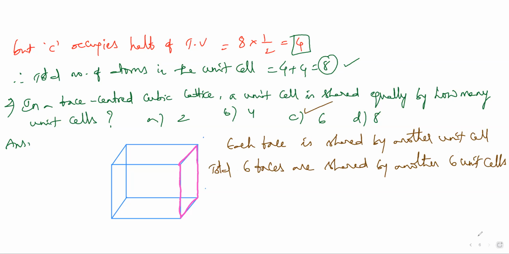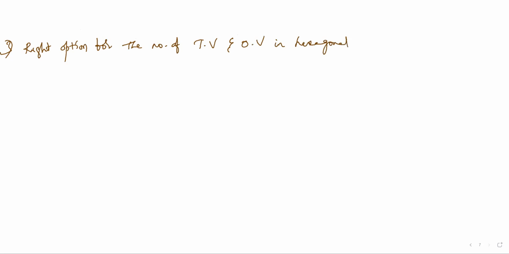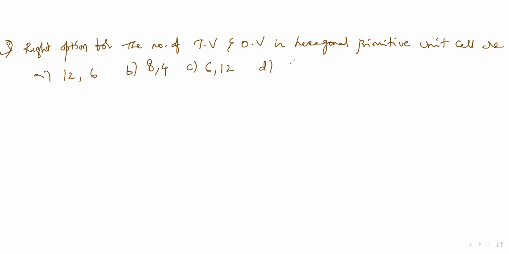Next question. Third question. Right option for the number of tetrahedral voids and octahedral voids in a hexagonal primitive unit cell. Options: 12 and 6, that means 12 tetrahedral voids and 6 octahedral voids. Second option 8, 4; then 6, 12; then 2, 1.